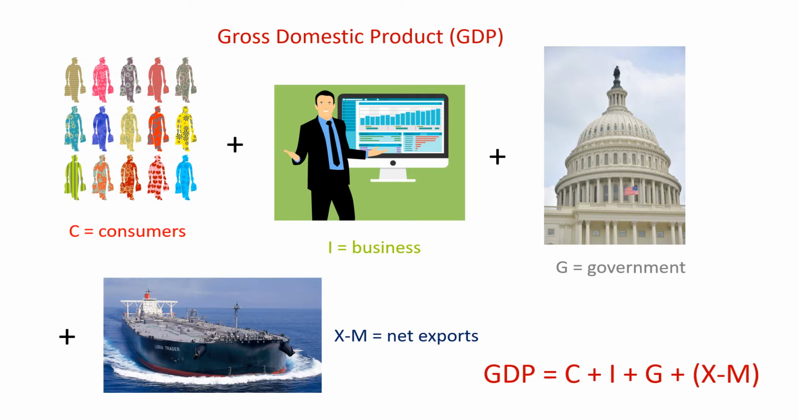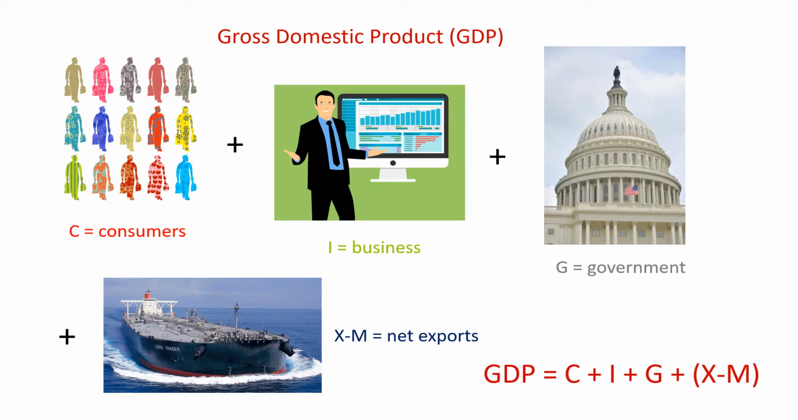GDP can be defined with 4 components. The 4 components are C, consumer spending, I, business spending, G, government spending, X minus M. X is exports and represents spending by foreign countries for our goods. M is spending by the U.S. for foreign goods. X minus M is net exports.